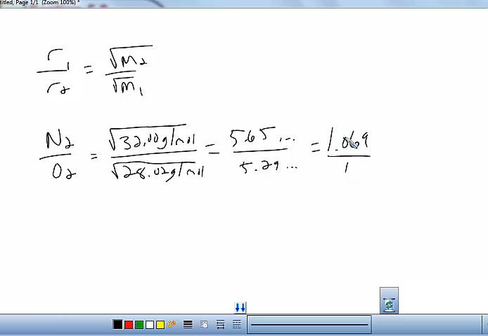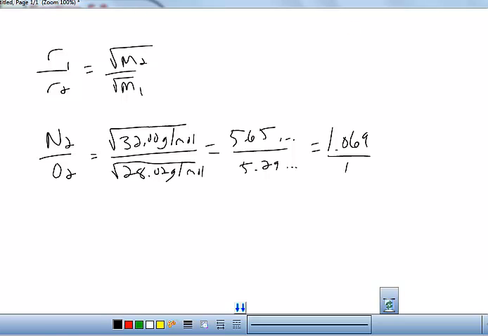So the nitrogen is going to diffuse faster than the oxygen, which should make sense because it's lighter. So the lighter one is here, and the heavier one is here, the oxygen. So it should diffuse faster. The nitrogen should diffuse and effuse more than the oxygen. So this is the rate of effusion.